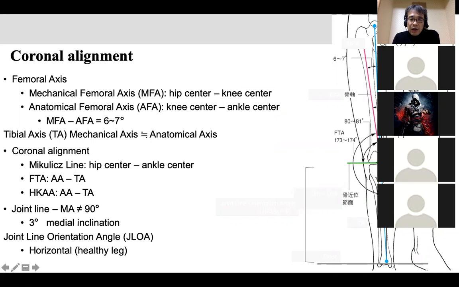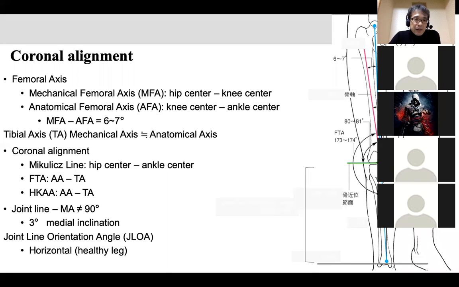In the last talk, I talked about the alignment, especially in the coronal alignment. So there are the two types of the femoral axes. One is the mechanical axis, that is the line between the femoral head center and the knee center. And the second is the anatomical femoral axis, that is the axis of a femoral shaft. There is some divergence, difference of the angle, approximately 6 degrees.